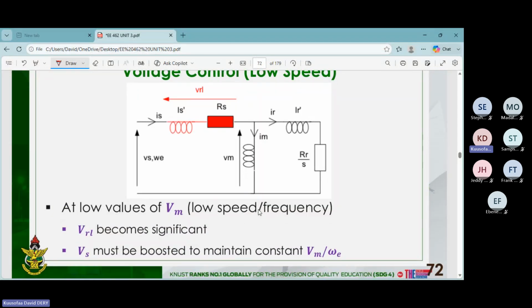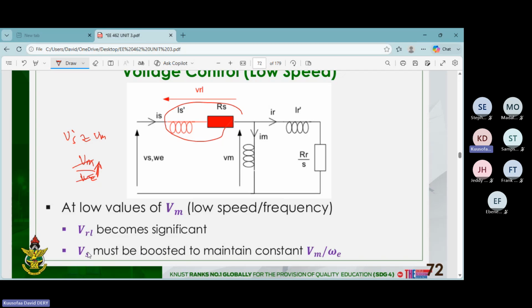At low speed, the voltage drop here is very significant. So you cannot make the approximation that Vs is approximately Vm, because when you make that assumption, you are going to be wrong. So how do we do it? We still have to maintain Vm over omega E; they should still be proportional, right? So even if Vm changes, it should change by the same proportion. So Vs must be boosted to maintain this.